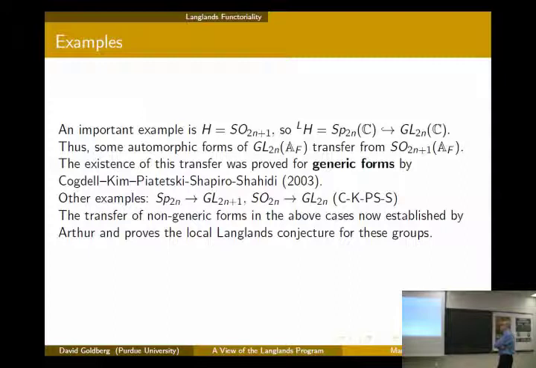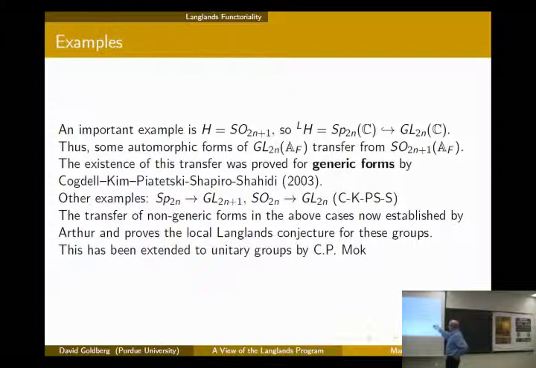And finally, I think just a couple of years ago, he finished his book. In fact, he has now proved that for the classical groups you have all the transfers to general linear groups that you want. And since you know the local Langlands conjecture for the general linear group, this gives you the local Langlands conjecture for these groups. So this is a huge, huge result. And it's a huge book, by the way. It's like 900 pages.